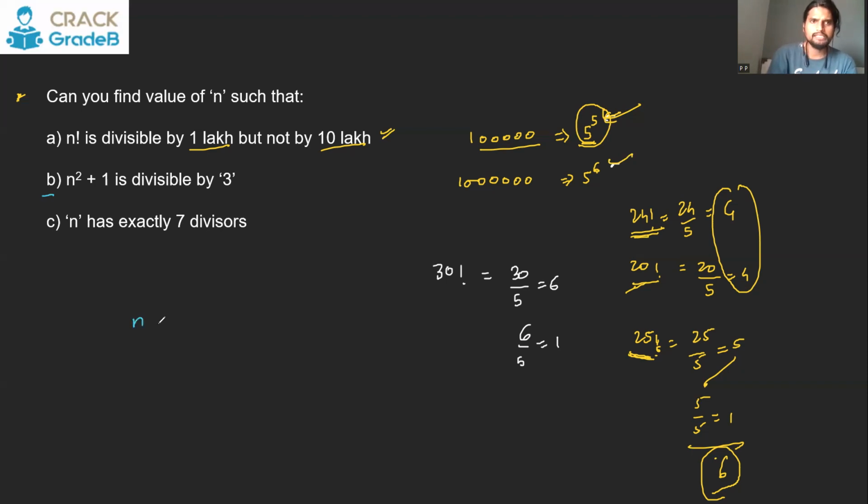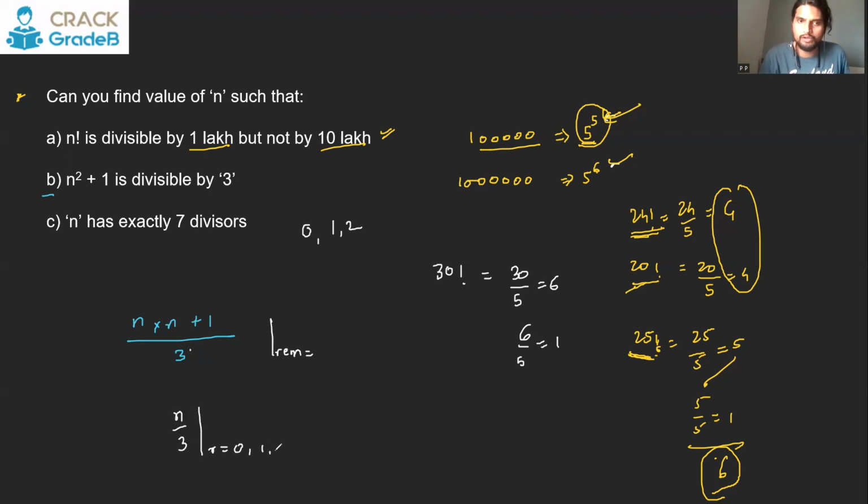See, n square plus 1 means n into n plus 1, divided by 3. What is the remainder we are talking about here? When you divide n by 3, it can have the remainder as either 0, 1 or 2. It cannot have a remainder of 3 or more than 3 because we are dividing it by 3. If the divisor is 3, the remainder cannot be more than 2. So consider the first case, that is the remainder is 0.